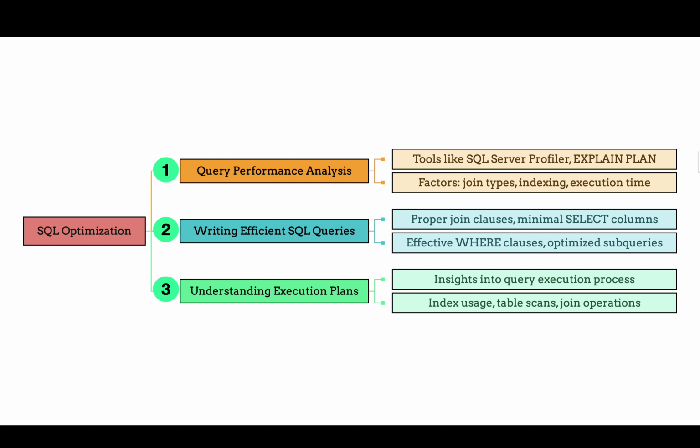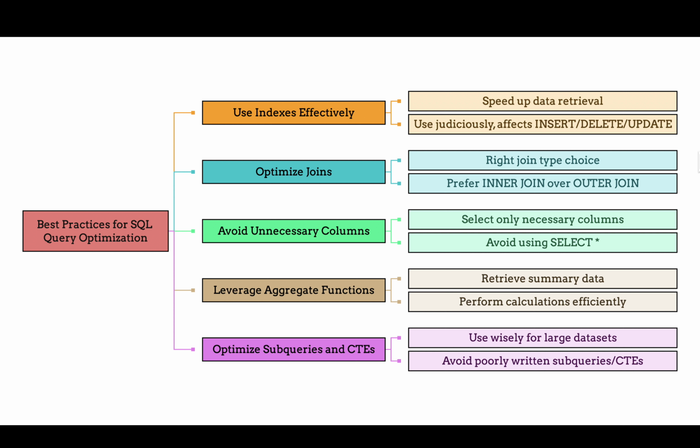Understanding them helps in identifying inefficient parts of a query. They provide insights into aspects like index usage, table scans, join operations, and the cost associated with each part of the query.